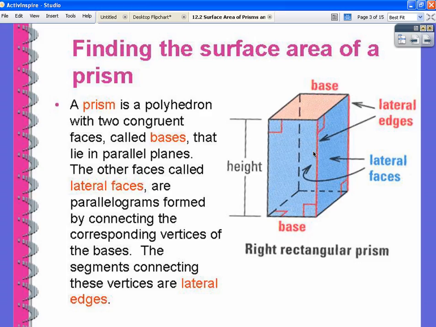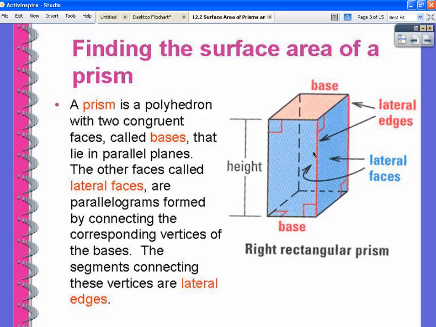Okay, make sense? Now this is a special kind of prism we're looking at here. This is what we call a right rectangular prism because of this right angle right here and right there. So what this one is saying is that all of the lateral edges are perpendicular to the bases. Okay, they don't have to be that way.